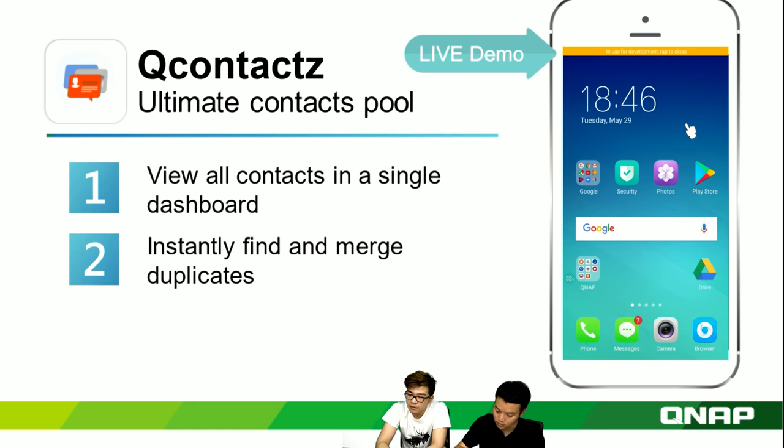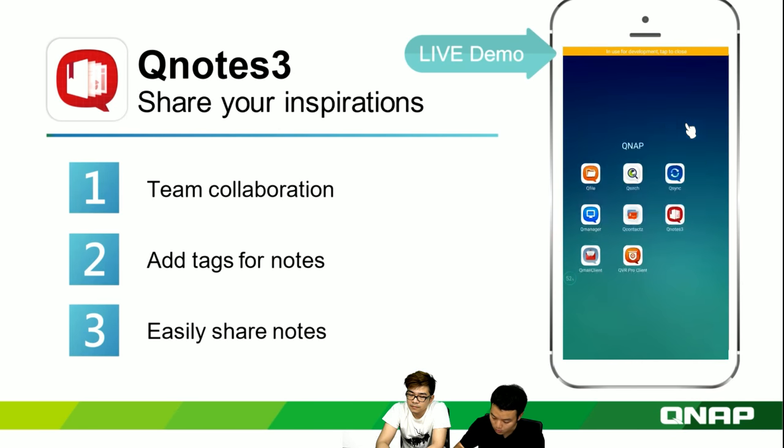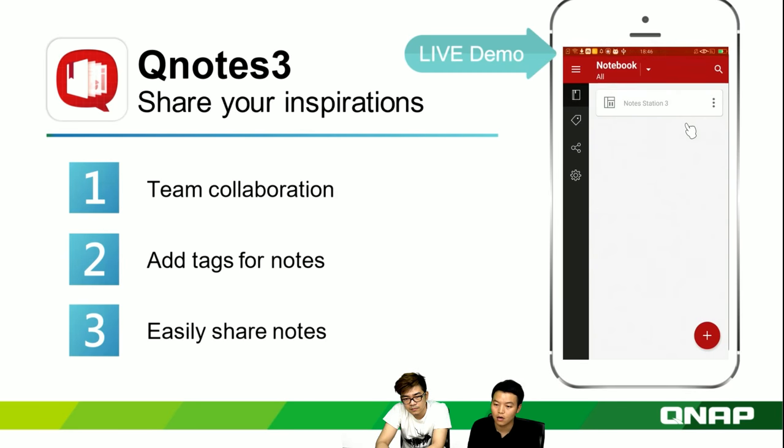And as we finish mail and contacts, the next one will be QNotes, third. QNotes is actually a collaborative platform for you to share your notes with others. It's like another note app which has an icon of a green elephant. Oh yeah. But we store everything in our NAS, in a private way.